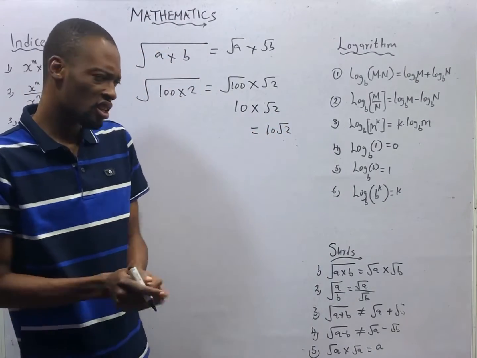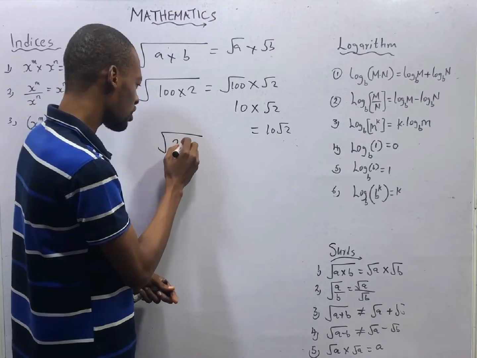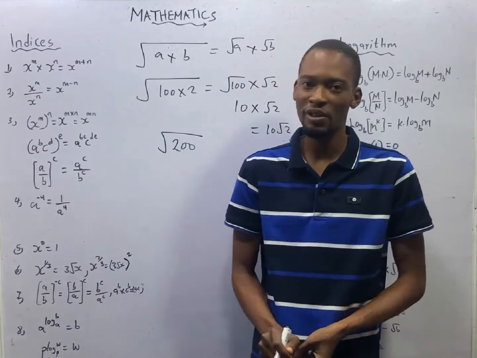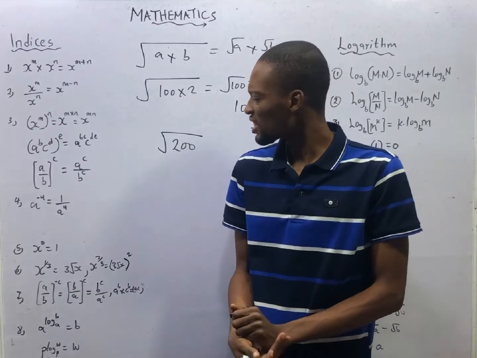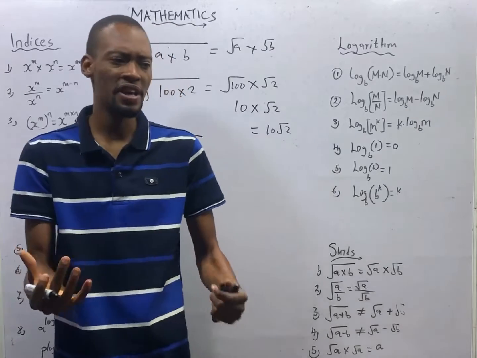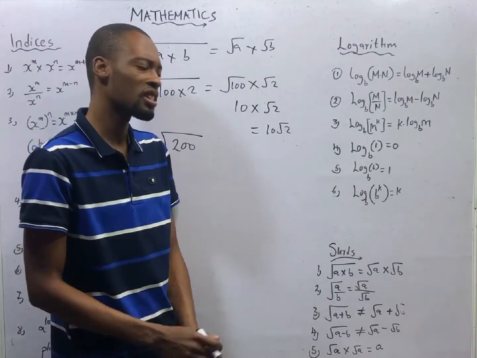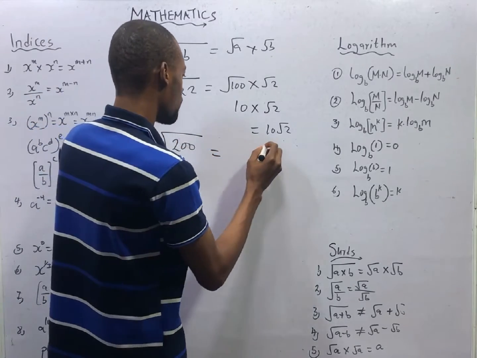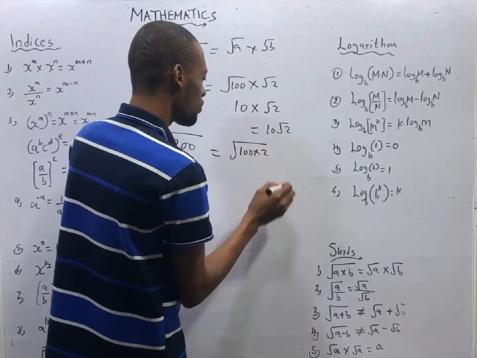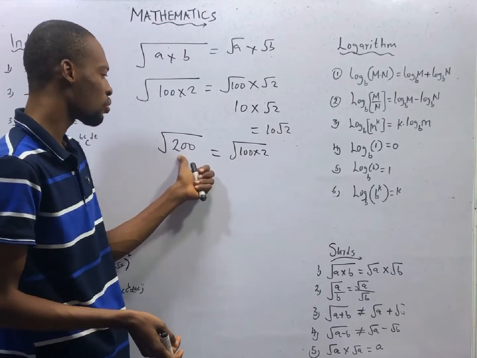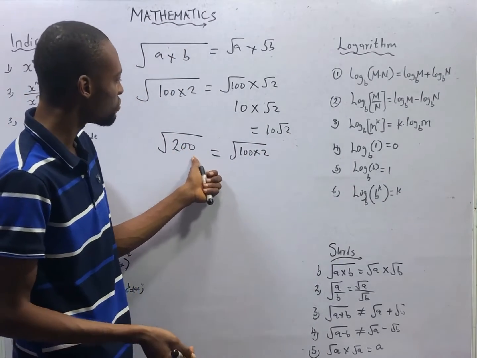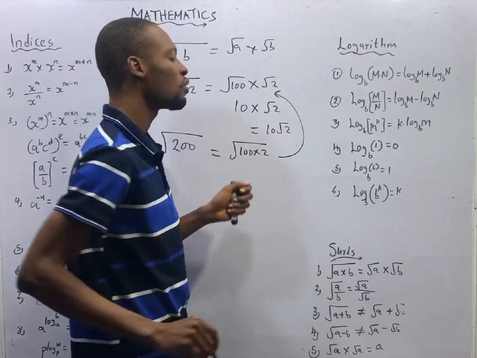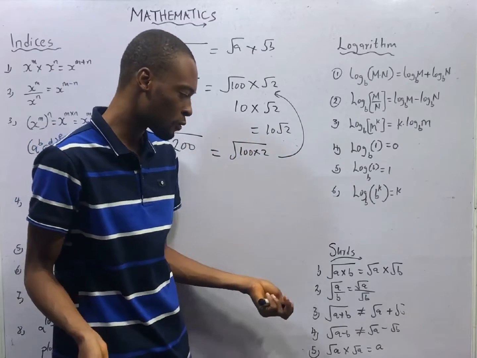Which implies that if I give you the square root of 200 and I say put it in surd form or simplify, since we don't want decimal values, we want a very accurate answer, we'll ask ourselves, is the square root of 200 not the same thing as the square root of 100 times 2? Yes, because 100 times 2 is 200. Which means this is also the same thing as the square root of 100 times the square root of 2, which finally gives us 10 root 2.